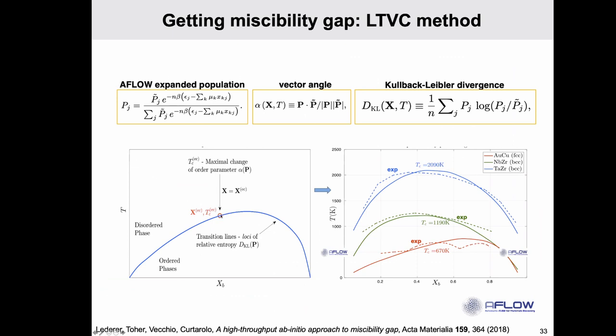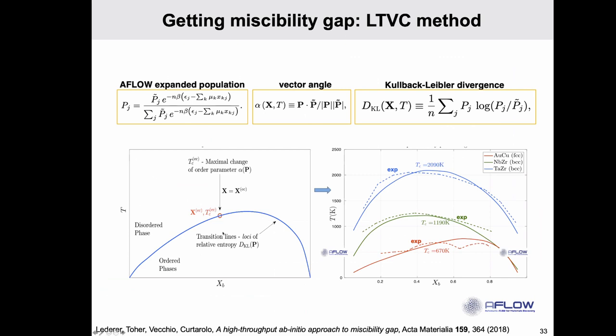So what do we do? We identify this blue line. We calculated this red one only through the vector angle. And we identify this blue line as the locus of the equi-Kullback-Leibler divergence. At this point, we calculate this, and then we search for this blue line as the equi-D, okay? So we say that the miscibility gap is all this line, the region where there is the equi loss of relative entropy with respect to the point that we found before. Okay, it's kind of complicated, and to implement, it's also kind of tricky. But once you think about it a little bit, it becomes obvious.